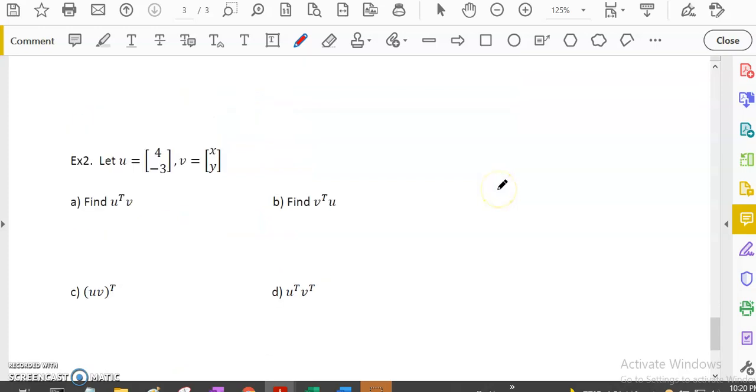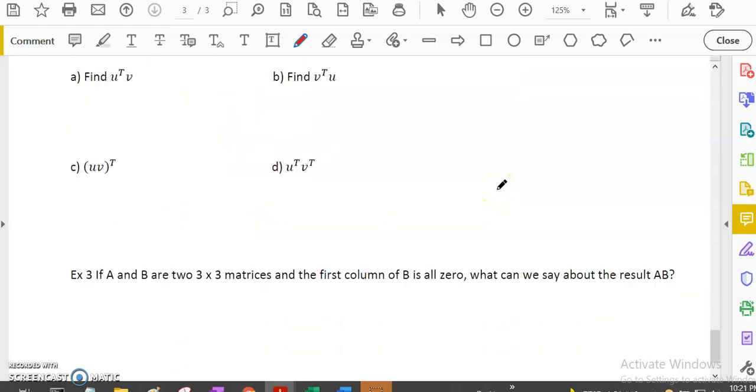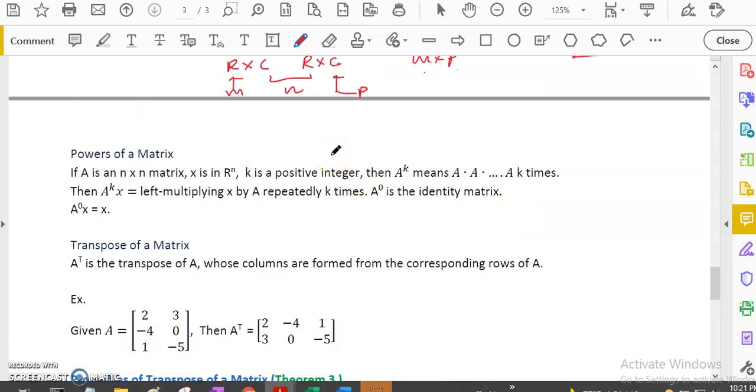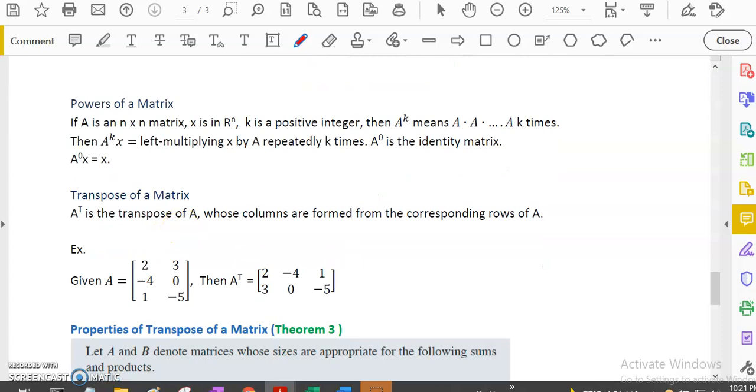And then the next one is about power of matrix, and also transpose. So I'm going to do video 3 on power of matrix and transpose of matrix in the next video.